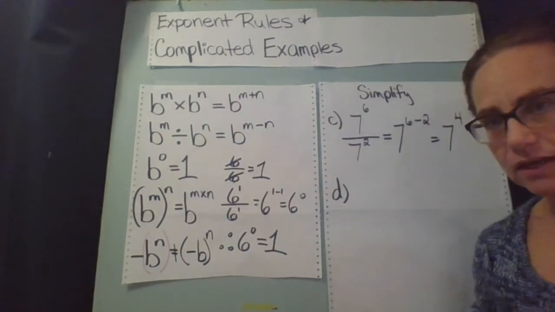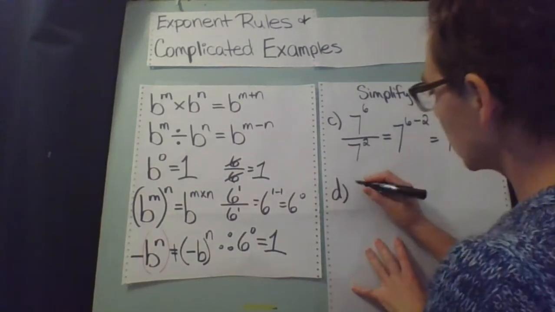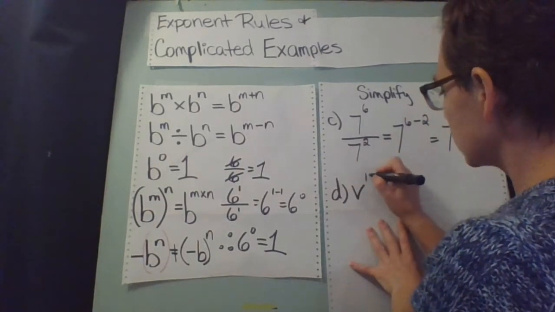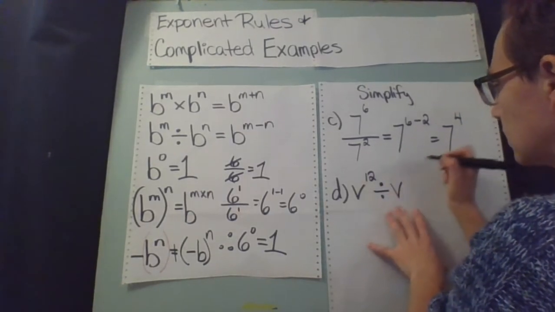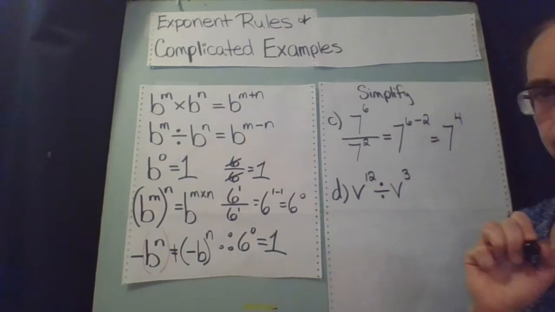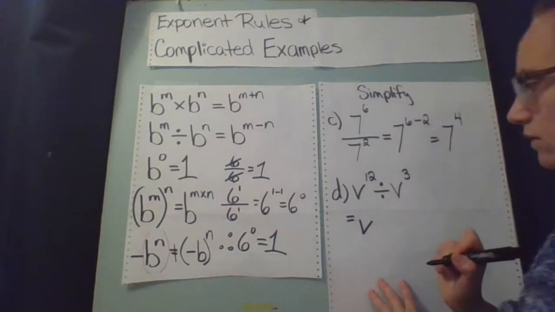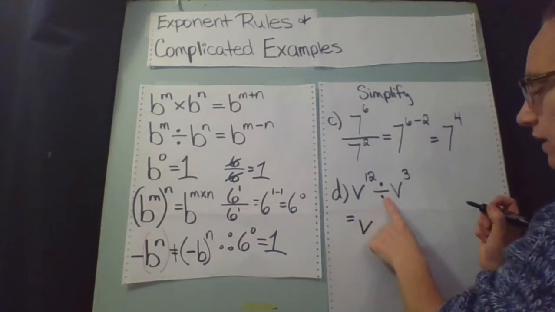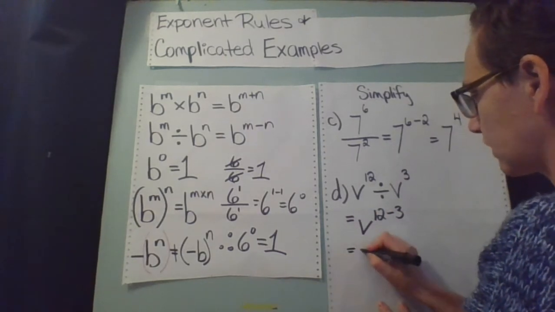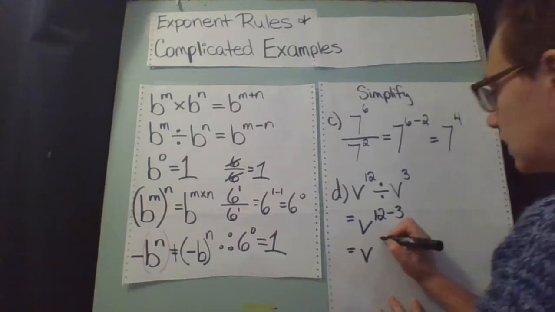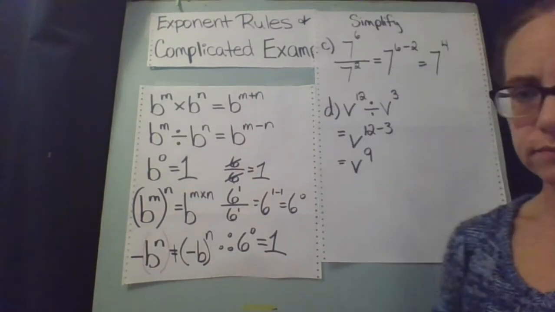Let's do the same thing with the letter. This time, let's pick v. V to the exponent 12 divided by v to the exponent 3. Well, v is my base, I have two exponents, and I'm dividing, which means I want to subtract my exponents. So I get v to the exponent 12 minus 3 is 9. Not bad. Let's try some more.